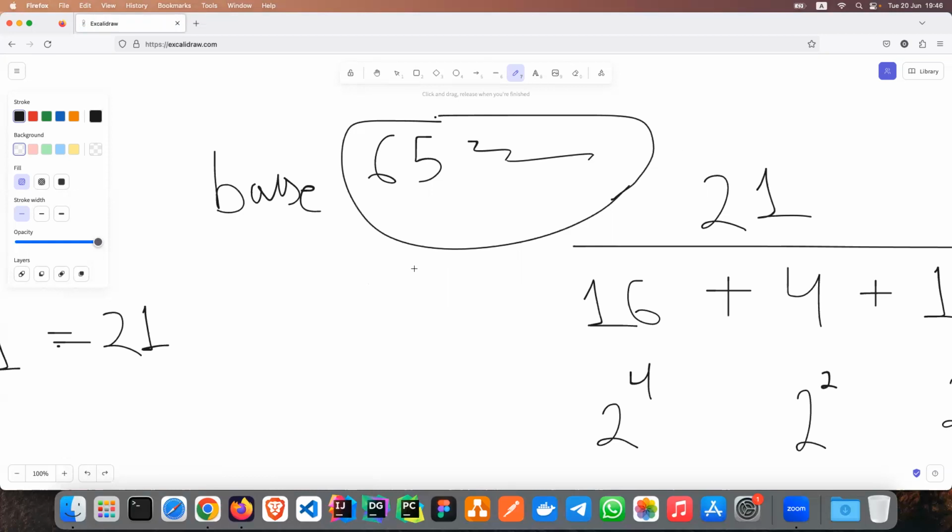For example, the English alphabet is base 26, because we only have 26 letters to make up words. Okay. And I have a question.